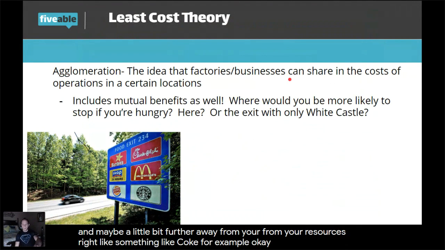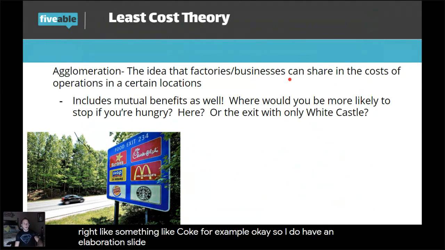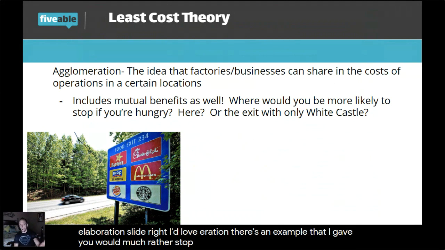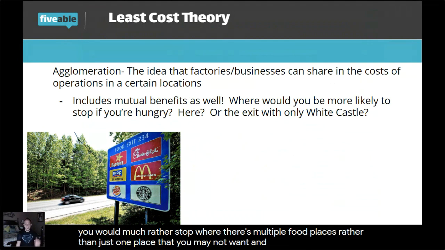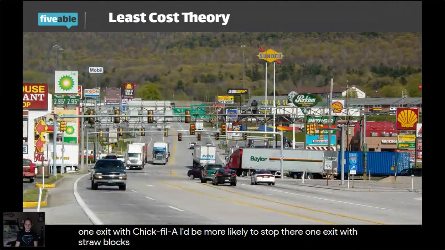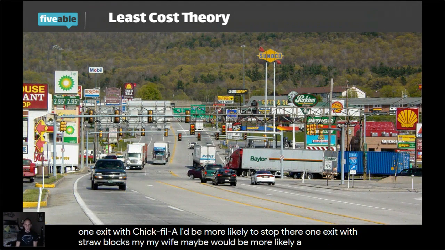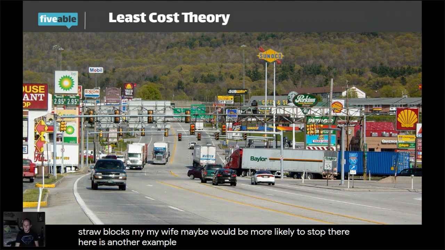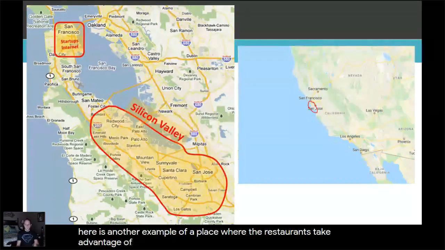Okay, so I do have an agglomeration slide. Agglomeration, there's an example that I gave. You would much rather stop where there's multiple food places rather than just one place that you may not want, unless it's, I don't know, one exit with Chick-fil-A, I'd be more likely to stop there. One exit with Starbucks, my wife maybe would be more likely to stop there. Here's another example of a place where the restaurants take advantage of each other being there.